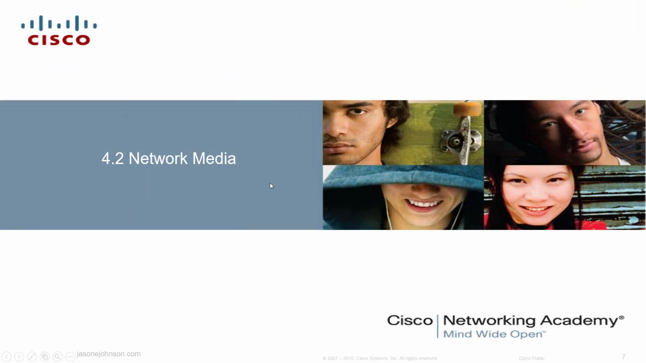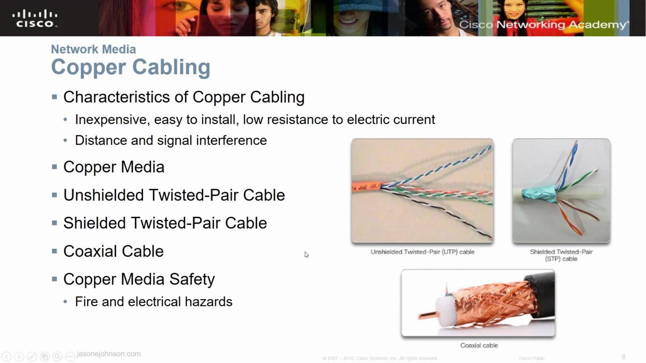Now let's take a look at 4.2, network media. With the network media, we have copper cabling, and that's one of the most common in networking. The reason it's so common is because it's inexpensive compared to other types of media. Fiber optics is expensive, whereas Ethernet or copper cabling is inexpensive. It's easy to install, it's low resistance to electrical current, which is a big plus, so that you can lay it not right up next to high voltage, but you can get it closer to electrical lines and not be impacted as much. The distance and the signal interference is also a good characteristic of copper cabling. You have pretty good distance with it.